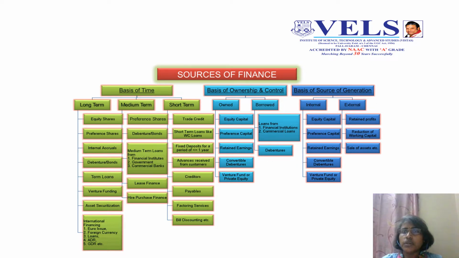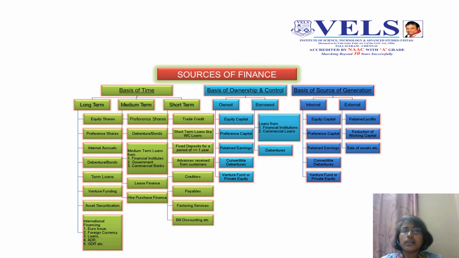When we talk about the medium source of finance, we can classify that as preference share, debentures, then medium-term loans from financial institutions, banks, then lease finance as well as hire purchase finance. In case of short-term finance, it's mostly used for working capital and mostly trade credit, then short-term loans like working capital loan, then fixed deposits which have a tenure of less than 1 year, then advances received from customers, then creditors, payables, factoring services, and bills discounting. So these are all the different short-term sources of finance classified based on time.